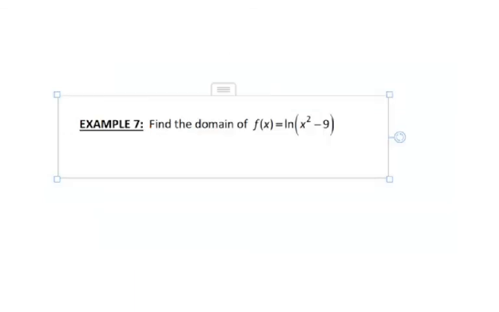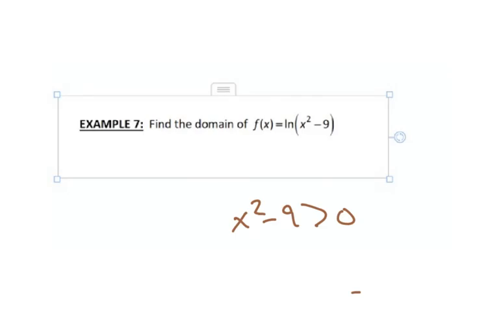So, I got 30 seconds left. This is just x squared minus 9 is greater than 0. I'll leave it to you to solve that. And that's it. Okay. So, yeah, I'll leave it at that.